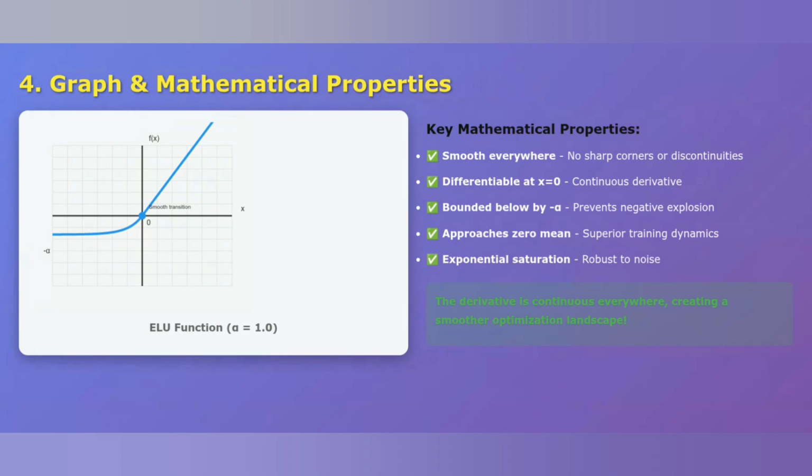For positive x, it's 1. For negative x, it's alpha times e to the x. Notice how the derivative is continuous everywhere, including at x equals 0, where it equals 1.